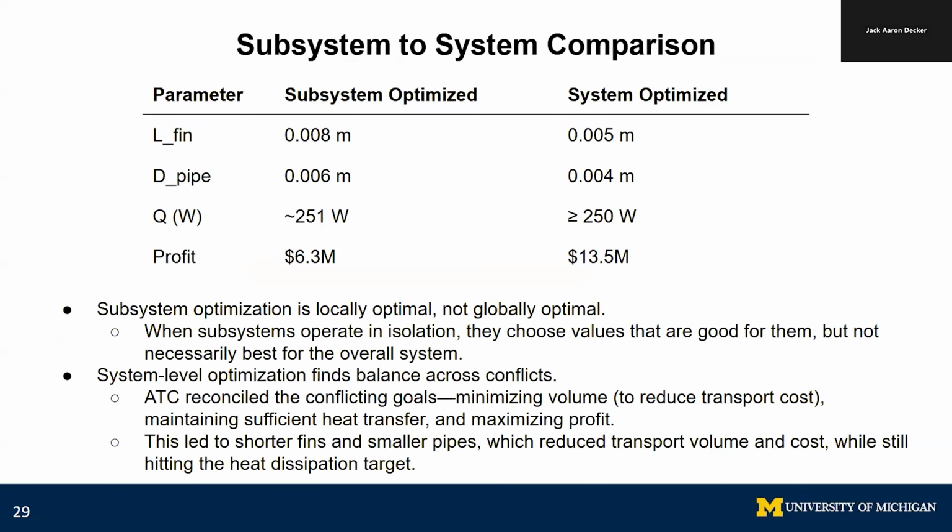When optimized independently, each subsystem selected larger components to maximize its own heat transfer performance. But this approach overlooked crucial transport constraints. In contrast, the system-level optimization, guided by an analytical holistic strategy, chose smaller, more balanced component sizes. Despite the downsizing, the system still met its performance goals and delivered strong profitability. This clearly highlights a key insight: while subsystem optimization can lead to locally optimal solutions, only system-level optimization achieves the best overall outcome.